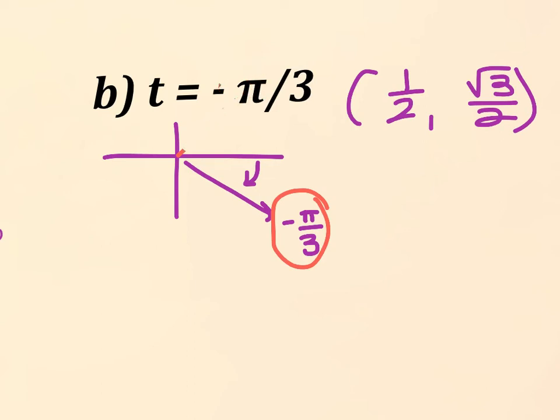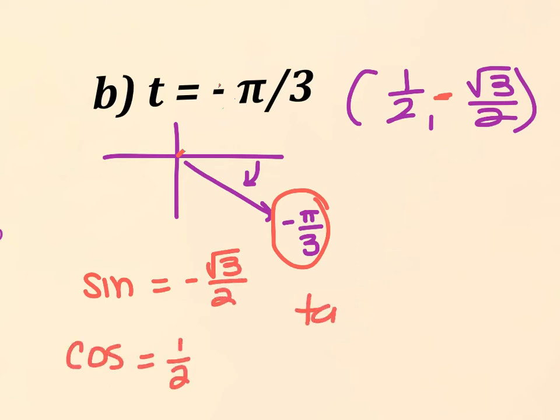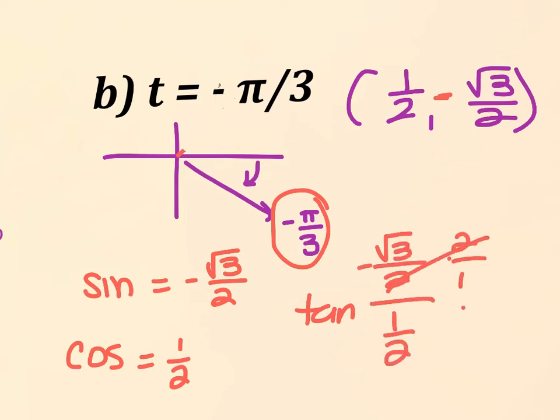So that tells me that my x is positive, but my y is negative. So sine is negative root 3 over 2. Cosine is positive 1/2. Tangent, y over x. Keep, change, flip. And again, negative root 3. Questions on that one? Okay.